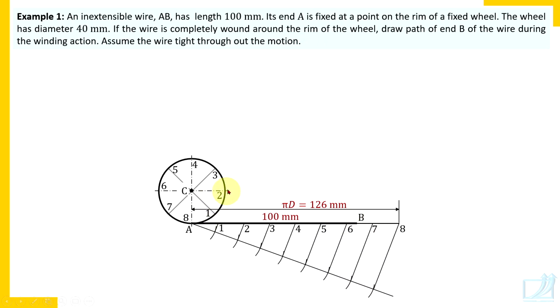Now from all these points which we have marked on the circle, you are going to draw tangents. Actually these tangents are intermediate positions of the wire during this winding action. So how to draw those tangents? Try to understand. We are going to draw the tangent at point 1. Check here, diameter 7.3. Is it perpendicular to the radius C1? Yes. So take help of that.